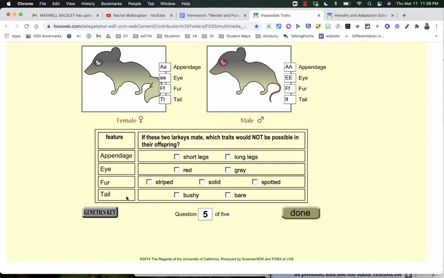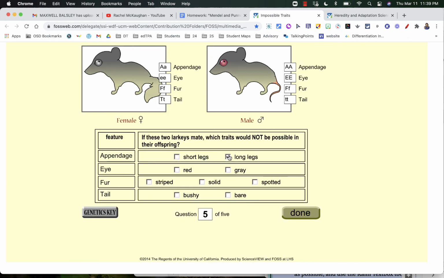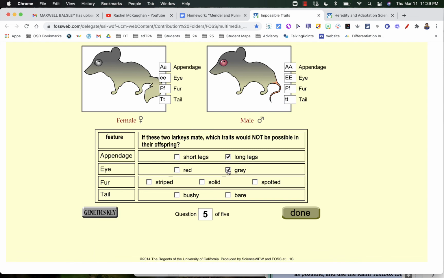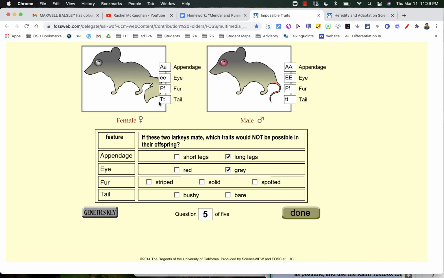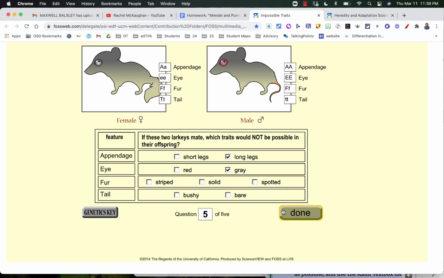What are all these plain, solid colored Larkies? Okay, legs. Can they get little a, little a? Nope. Long legs, impossible. What about their eyes? Can they get little e, little e? Nope. Gray eyes, impossible. Can they get all 3 fur patterns? Big F, yes. Big F, little f, yes. Little f, yes. Tail. I see a dominant. So they can get dominant and recessive, and they can get recessive and recessive. So the tails are all good.